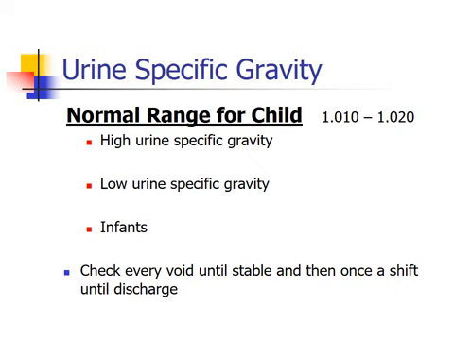So if a child comes in with gastroenteritis, if they've had any nausea, vomiting, dehydration, any reason that they could have any sort of fluid loss, we'd want to check the urine output every void until stable. And stable again would be urine specific gravity 1.010 to 1.020. And then you would do that every shift until discharge. So initially it's every void, and then once they're normal, continue at every shift.